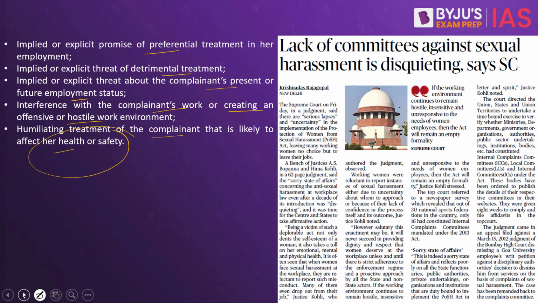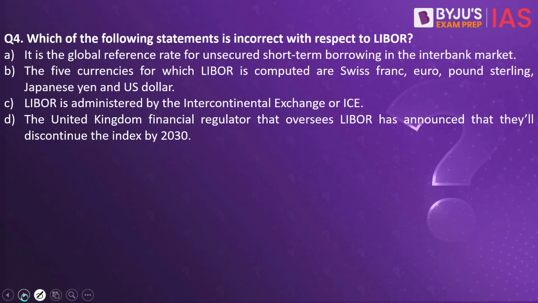Now let's look into the next practice question. Which of the following statements is incorrect with respect to LIBOR? One, it is the global reference rate for unsecured short-term borrowing in the interbank market. Two, the five currencies for which LIBOR is computed are Swiss franc, euro, pound sterling, Japanese yen and US dollar. Three, LIBOR is administered by the Intercontinental Exchange or ICE, and the United Kingdom financial regulator that oversees LIBOR has announced that they will discontinue the index by 2030.